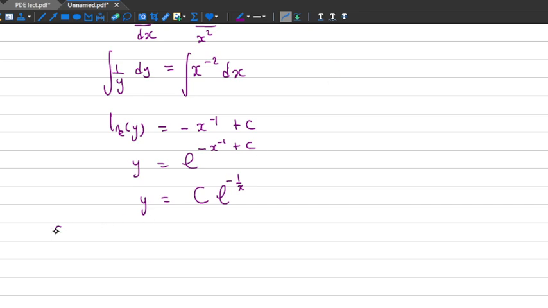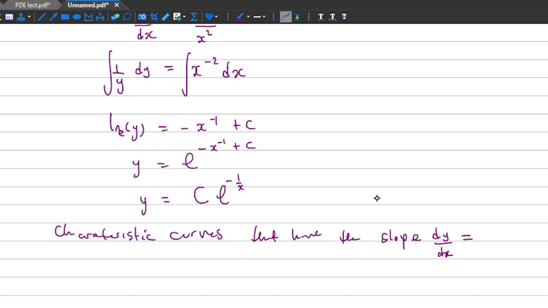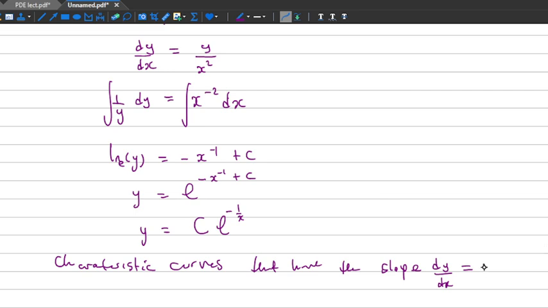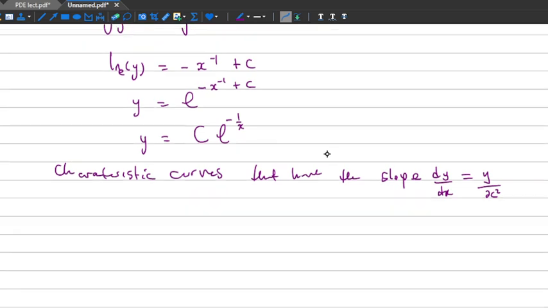Now they ask you for characteristic curves. When they ask you for characteristic curves that have the slope dy dx, our dy dx is equal to y over x squared, what they're just asking you is to make c the subject of the formula in this equation.